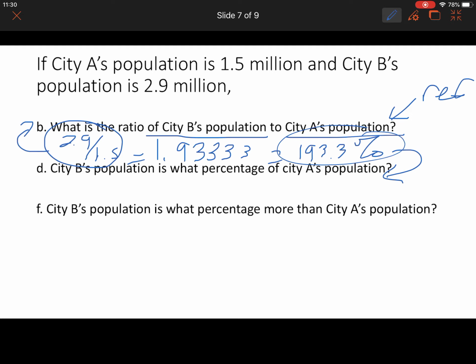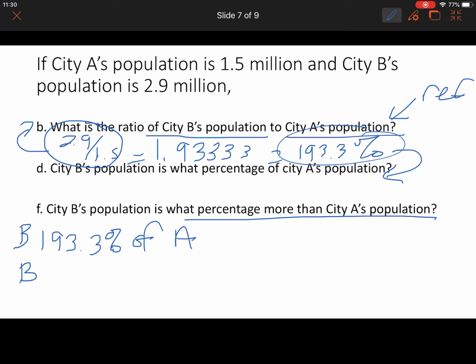Apologize. Then the question for city B is what percentage more than city A is this? And we are going to calculate it the same way we calculated a second ago. But I do want to write these two things together. City B is 193% of the population of city A. So how much more than city A is it?